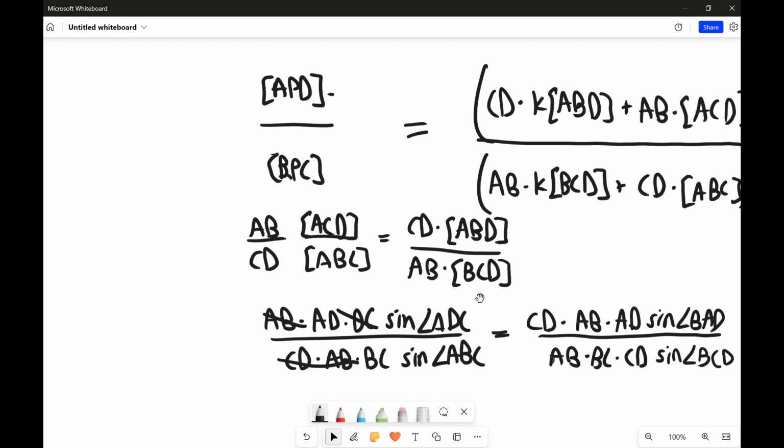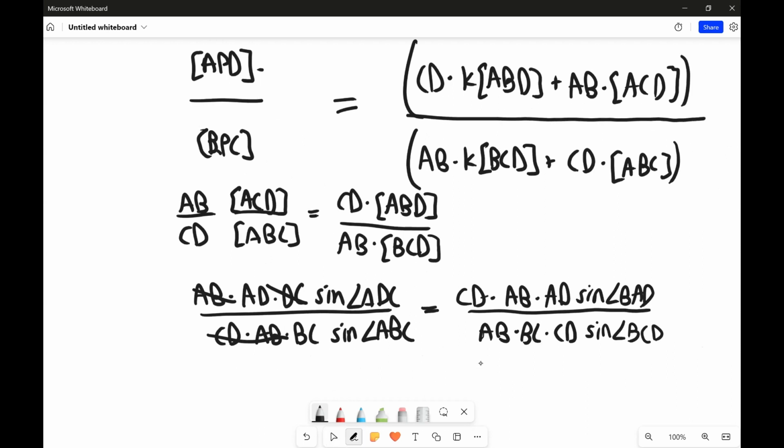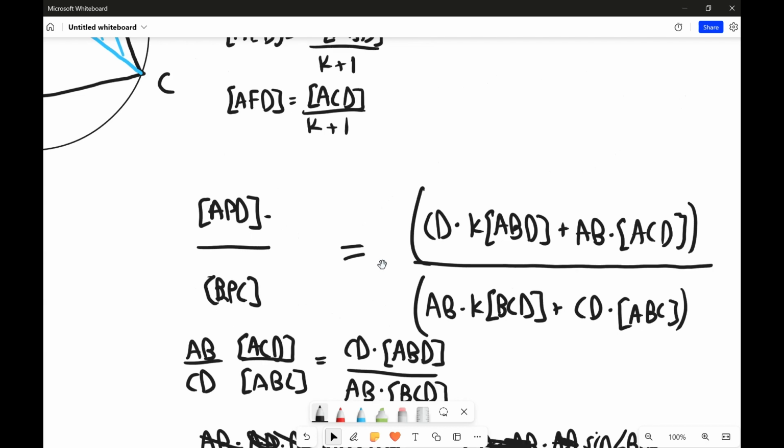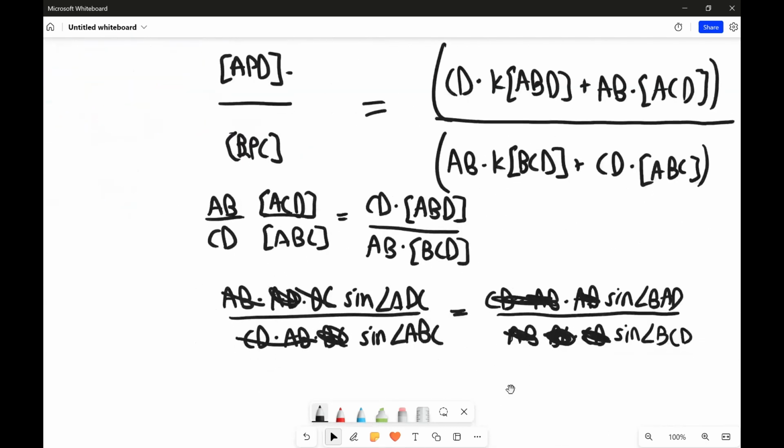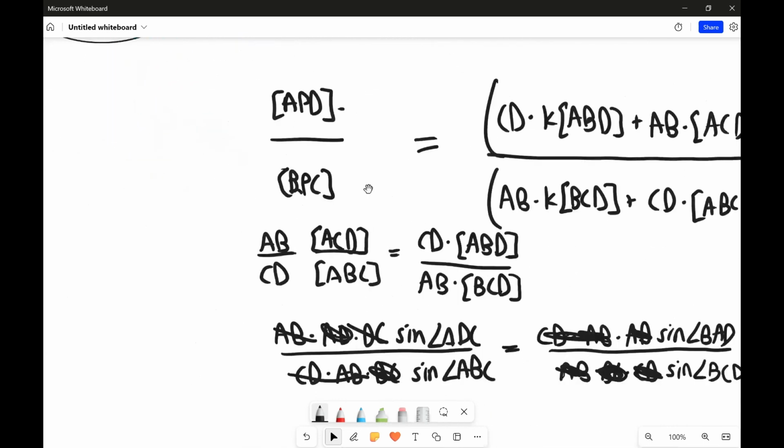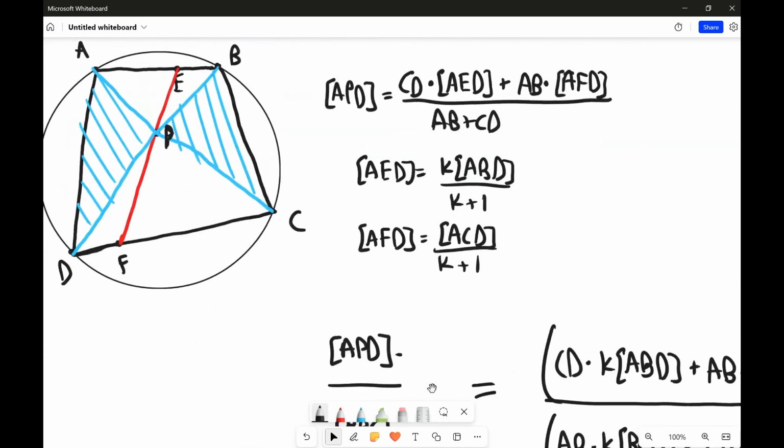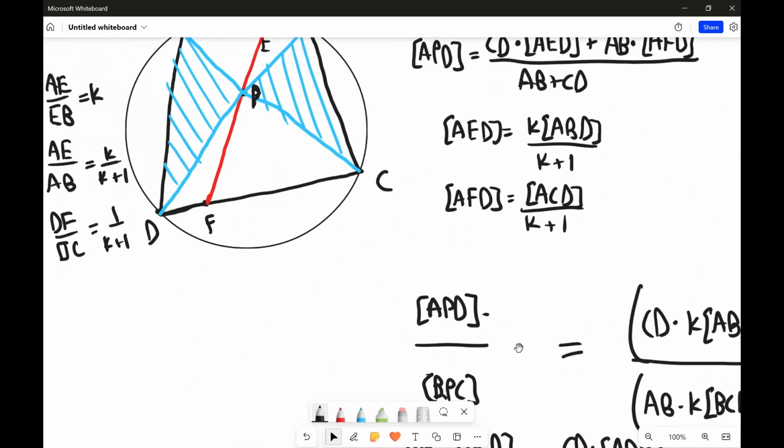And conveniently, the AB and CD cancel out here. And we have an AD and BC on both sides, so those can go away. So now we just need to show that this relationship holds: the sine of ADC over the sine of ABC is equal to the sine of BAD over the sine of BCD.